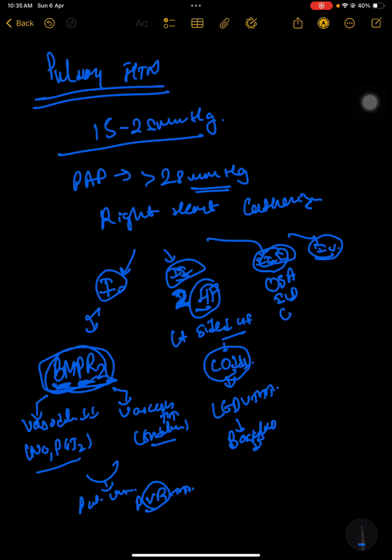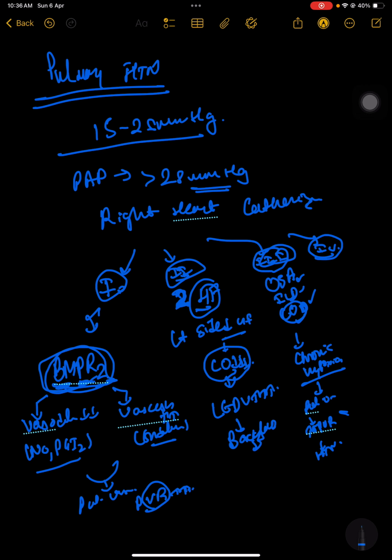So in type 3 PAH, remember, in 3, OSA, ILD, three-lettered words, and one is chronic obstructive pulmonary disease. Of course, this is a pulmonary disease, right? It's a 4 letter, but just make it 3 letter. We need to remember, no? So OSA, ILD, or COPD. So these are the chronic illnesses. Chronic illnesses will lead to chronic hypoxia, and that chronic hypoxia will actually lead to pulmonary vasoconstriction. It will lead to increase in the vascular resistance, and that will lead to hypertension.